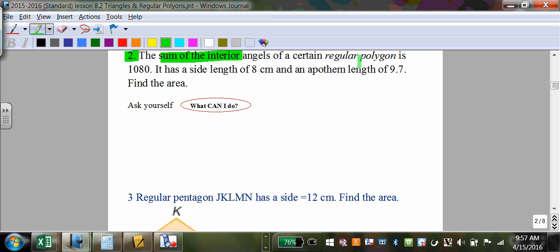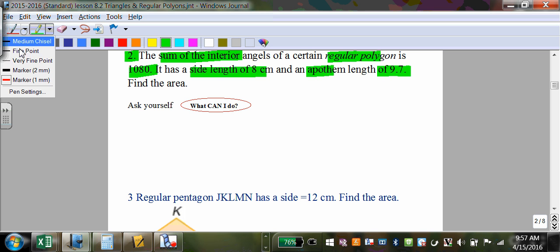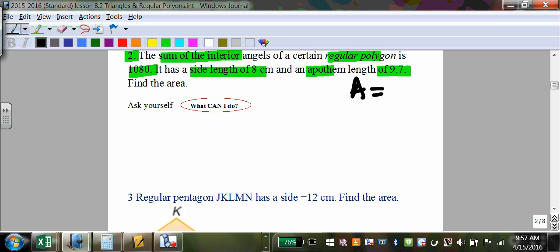It's either apothem or apothegm, depending which dictionary you look up. Be very careful here, guys. First off, let's write our regular polygon area, which is area equals perimeter times apothegm over 2.